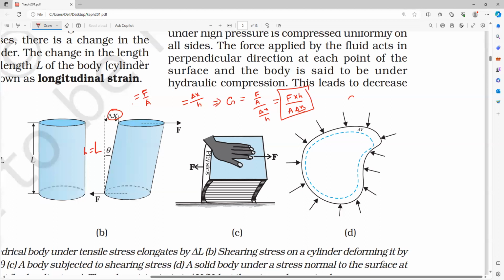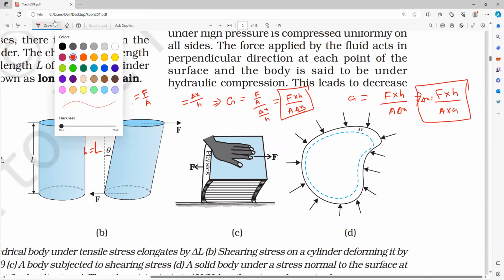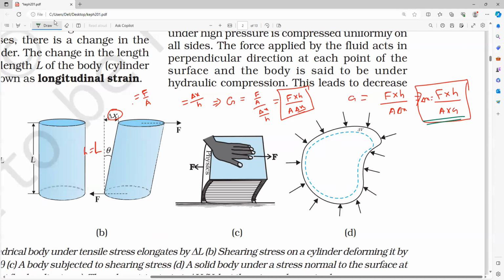So they have given G. G is equal to F into H divided by A into delta x. You can directly do F into H divided by A into G, which is equal to delta x. That's all, you can get the answer. Clear, Rudreshwa? Understood, brothers? So that is what you have to do. This is all about this concept.